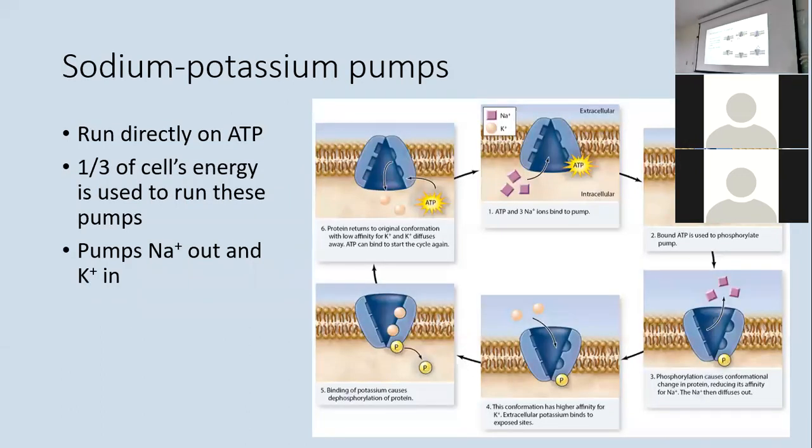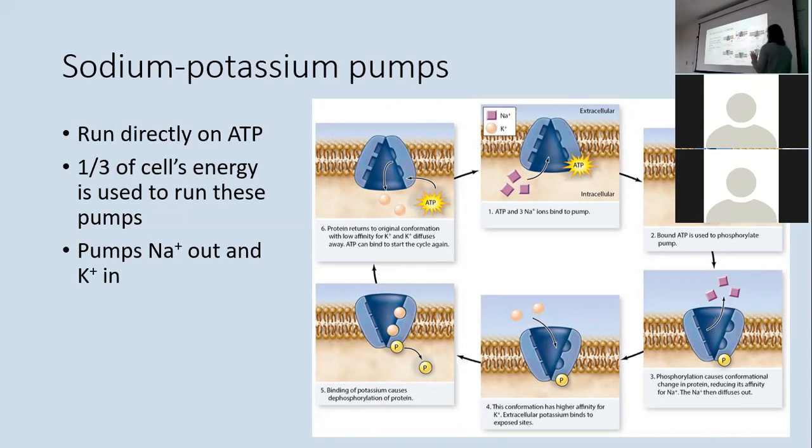First example, the sodium potassium pump. All right, here we go. They run directly on ATP. So this is a six-step process that just runs in a cycle over and over again. And you have a lot of these pumps and they're running basically all of the time, to the point that for every one of your cells, about a third of their energy is used just to run these pumps, right? And it's going to pump sodium outside of the cell and potassium into the cell. So two different things going in different directions. So this would be an example of an antiporter, right? It's moving two molecules in opposite directions, antiporter.